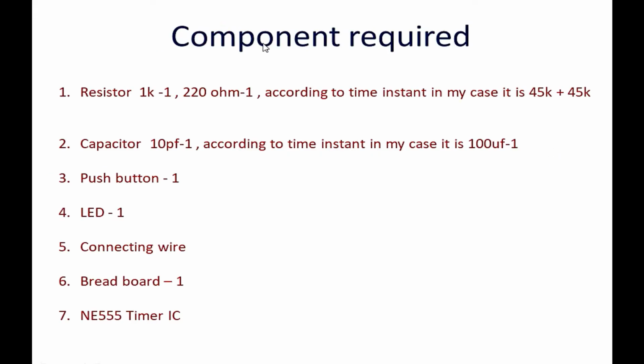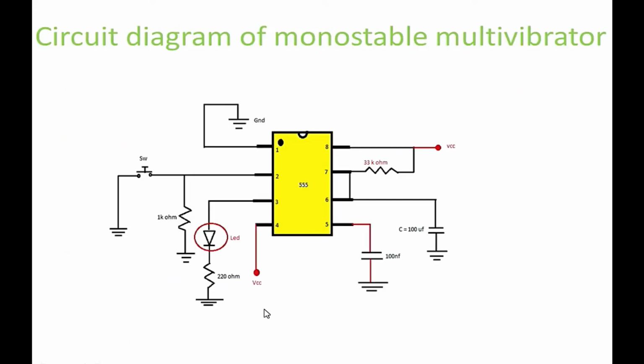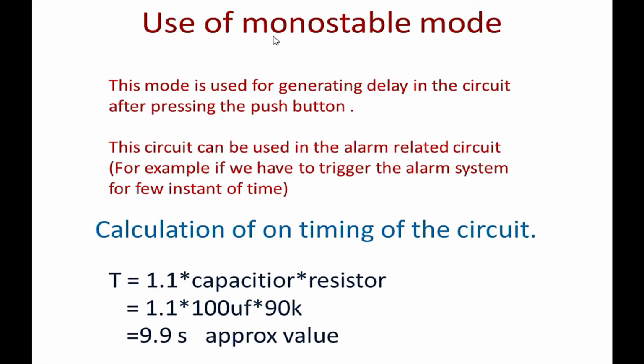So the required components for this experiment are shown here, so please go through that. The circuit diagram of the monostable multivibrator is here, so please connect all these electronic components in this configuration. Here this resistor and this capacitor are going to decide the timing for which the output will be high. In my case the resistor value is 90 kilo ohm and the capacitor value is 100 microfarad. This monostable mode is used to generate a delay in the circuit after pressing the push button. It can be used in an alarm circuit for the time that it is triggered.